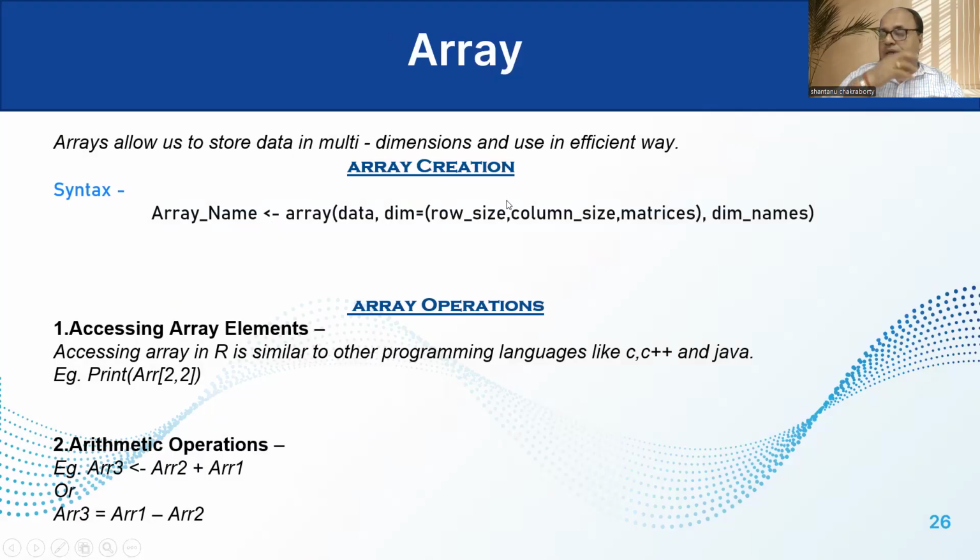And then we have array. An array is also a very important part, basically to store data in a multi-dimensional or single dimensional way in a very efficient way. This is how we access the array elements, as we do in other programming languages like C, C++, or Java. So array plays a very important role to store data in multi-dimensional form in a very efficient way.